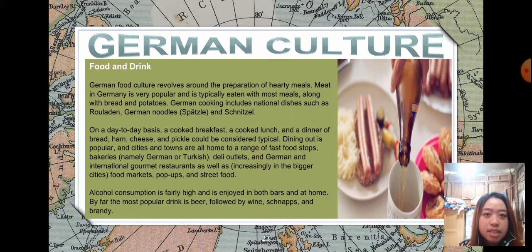So let's continue. Dining out is popular. Cities and towns are all home to fast food stops, bakeries, namely German or Turkish, and German and international gourmet restaurants, as well as, increasingly in the bigger cities, food markets, pop-ups, and street food. Alcohol consumption is fairly high and is enjoyed in both bars and at home. By far the most popular drink is beer, followed by wine, schnapps, and brandy.